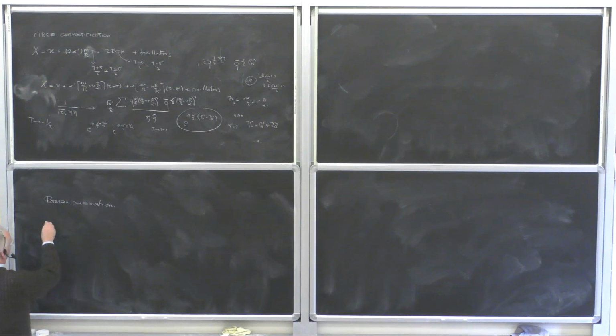Suppose you have a function f of x, and you consider the sum of f of x plus n. And imagine that the shape of this function is such that this summation is nicely convergent. For instance, some Gaussian peaks. Clearly, you build a periodic function of period 1, and you can expand it in Fourier series.